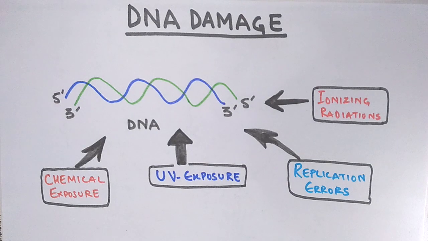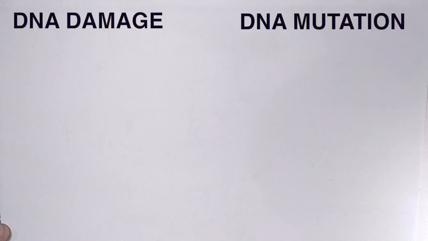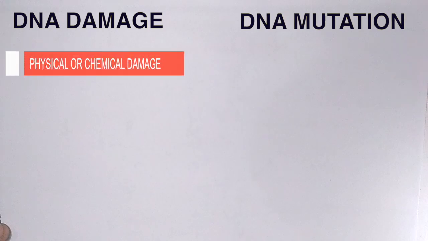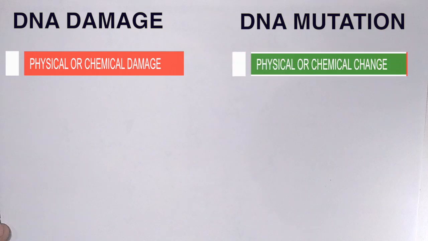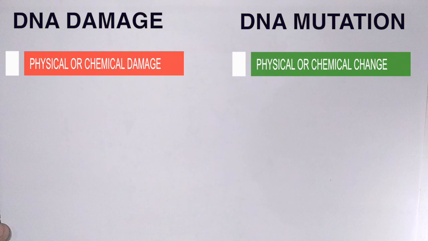So with this DNA damage, it induces abnormalities in the DNA molecule by which DNA is not able to function properly. And it must be made clear here that there is a difference between DNA damage and DNA mutation. DNA damage is a kind of physical or chemical damage to a DNA molecule, whether something gets added to it or deleted. Whereas DNA mutation can be attributed to a physical or chemical change rather than damage. So here we see it's a change.